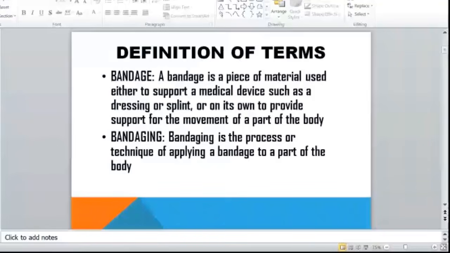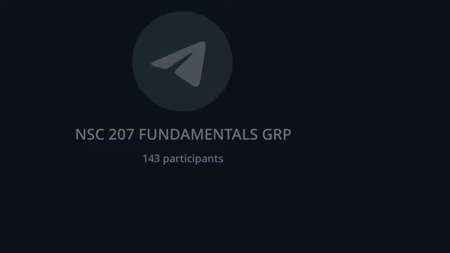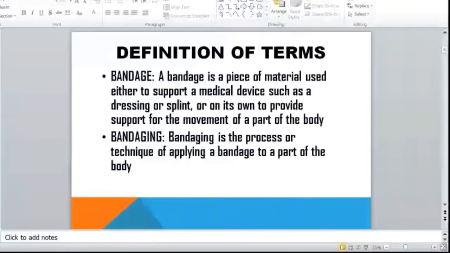So we can use it to immobilize body parts, like a fractured limb. We can use it to secure splints or medical devices. I hope you are together. Then bandaging is the process or technique of applying a bandage to a part of the body. It involves the correct method of wrapping or securing the bandage to achieve a desired purpose. It might be to support, to compress, to protect or to immobilize, and at the same time you are maintaining comfort and circulation.